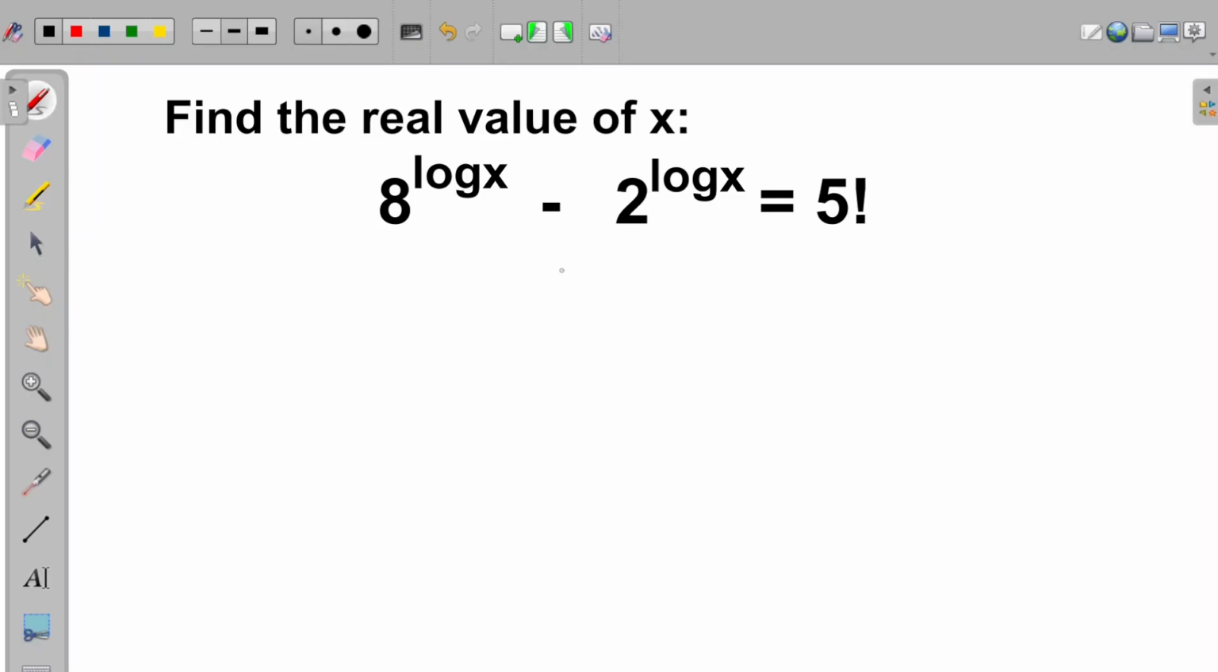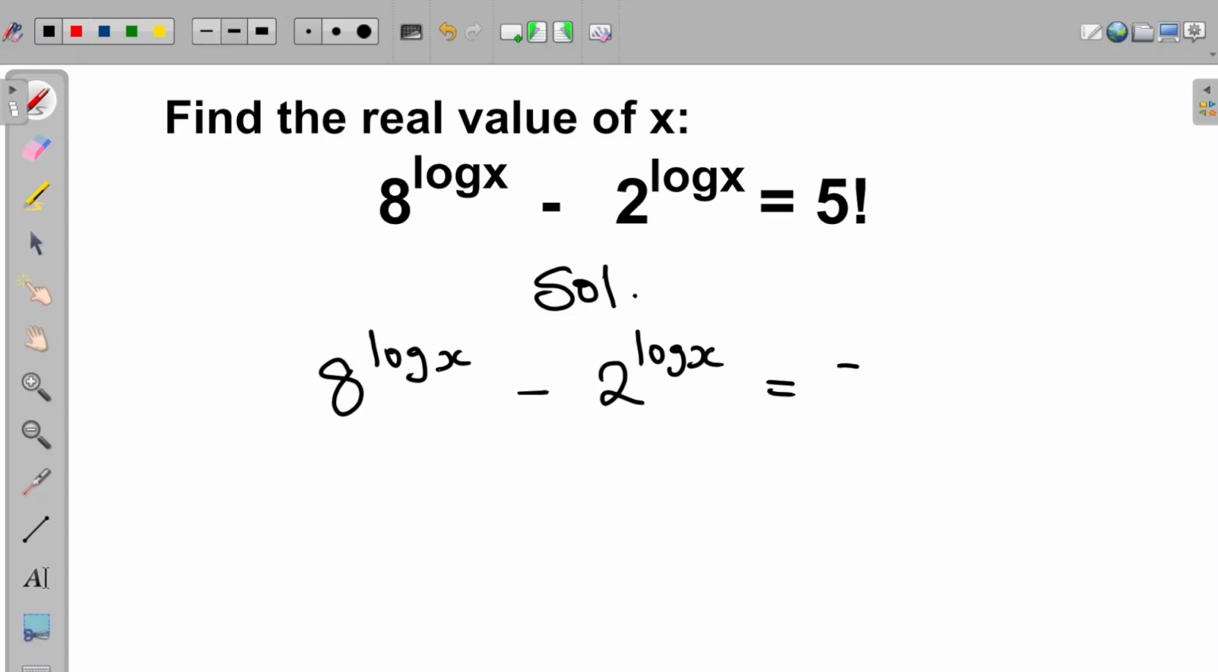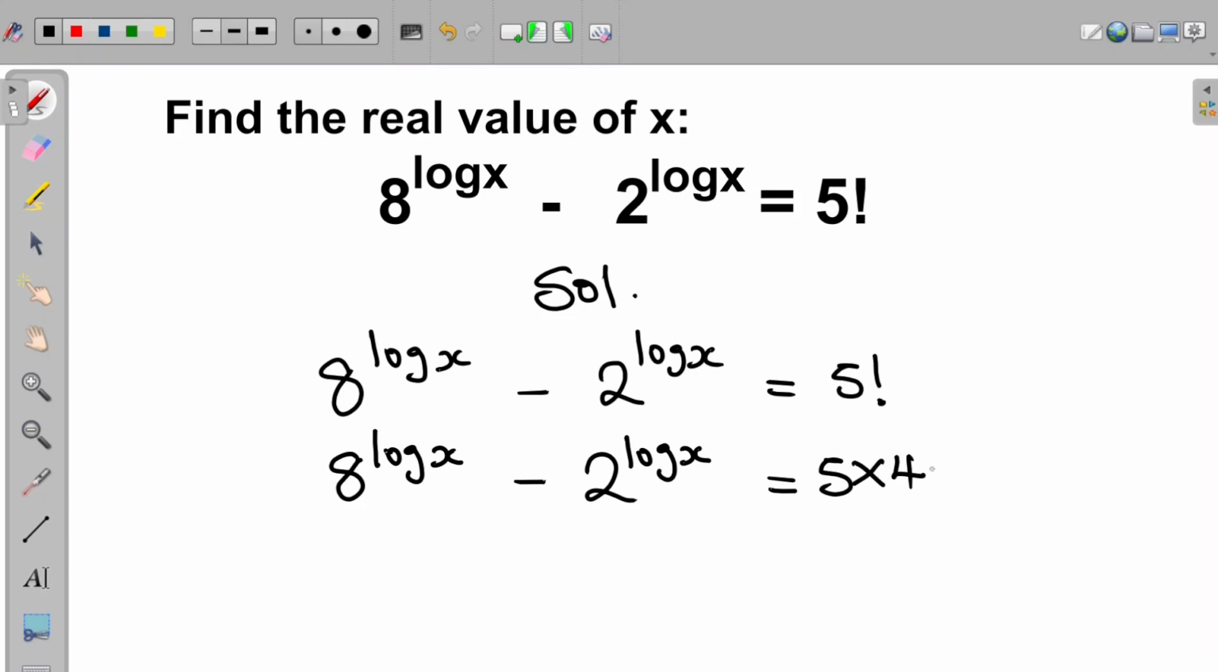Now, let's obtain the real value of x. So we are given that 8 raised to the power of log x minus 2 raised to the power of log x is equal to 5 factorial. So we have that 8 raised to the power of log x minus 2 raised to the power of log x will be equal to, now what is 5 factorial? This is expressed as 5 times 4 times 3 times 2 times 1.